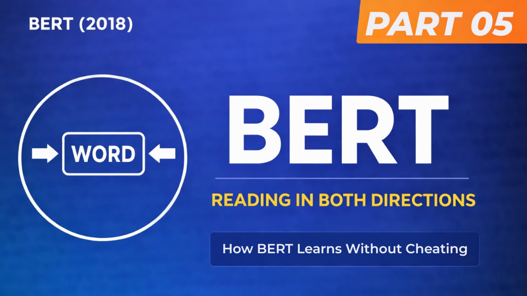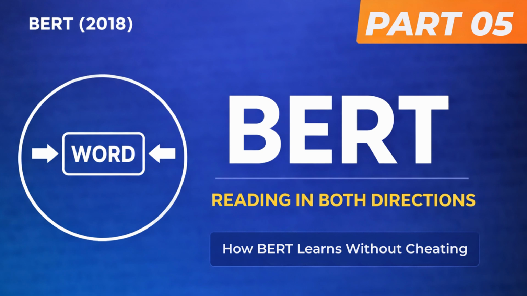Here is the procedure. Step 1: Select 15% of token positions. For each input sequence, BERT selects 15% of token positions at random as prediction targets. And it's worth clarifying what that means. BERT isn't masking words the way humans think about words. It's masking word piece tokens. So a word like playing might be tokenized into play and ing. Either of those pieces can be selected.